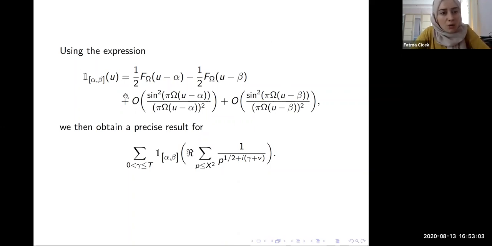Okay, so now, again, by using this initial expression that we had for the characteristic function of the interval, we will be able to find a precise result for the distribution function of the real part of the polynomial. So these are some ideas that go into this.